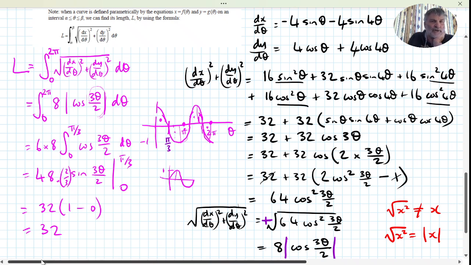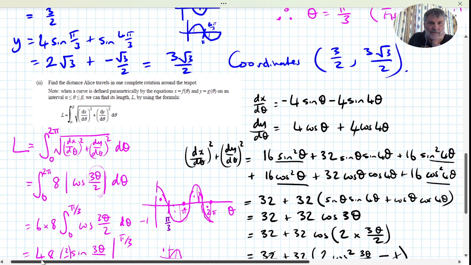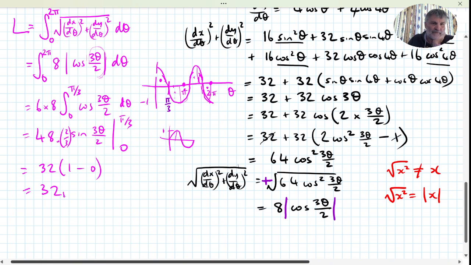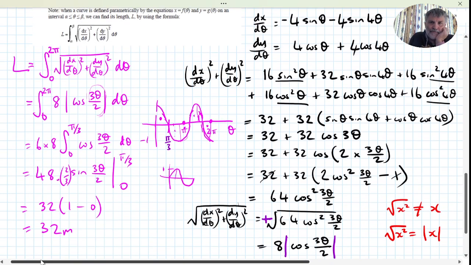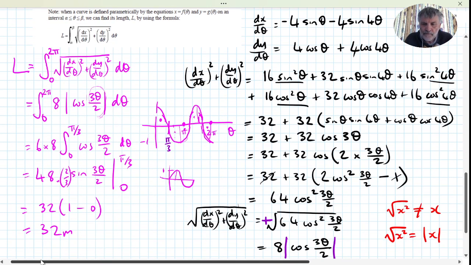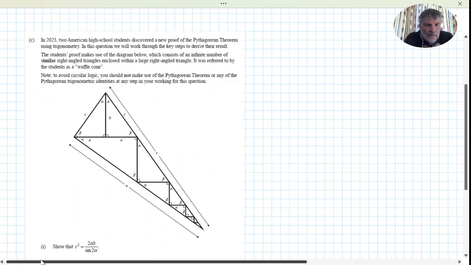That is the total distance. Presumably that's in meters. Yeah. Move on to another fun question.